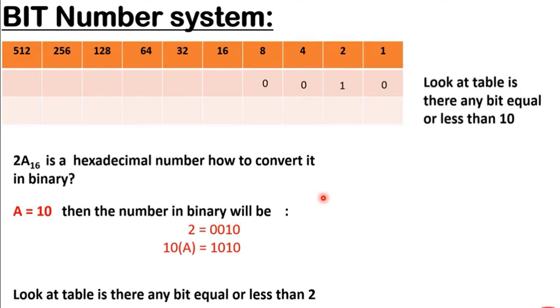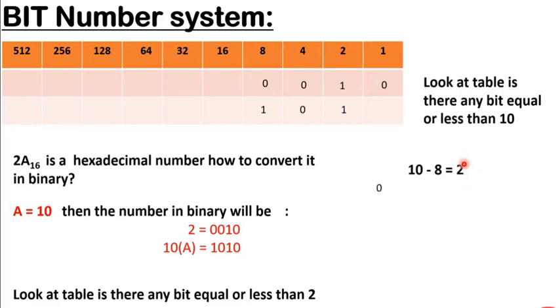Okay. Now look at the table. Is there any bit equal to or less than 10? Because now we're going to convert the other digit, which is hexa 10, or A. There's no bit equal to 10, but the one less than it is 8. So we're going to turn on 8, and 10 minus 8 is equal to 2. So let's look for 2. That means we're going to turn on that bit.